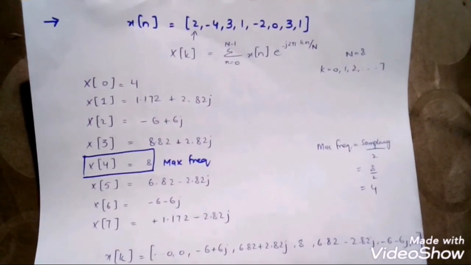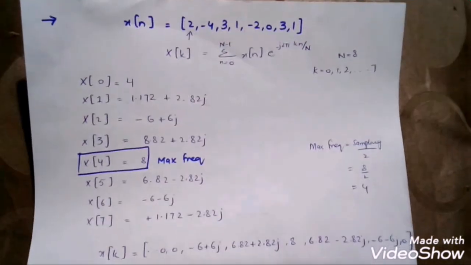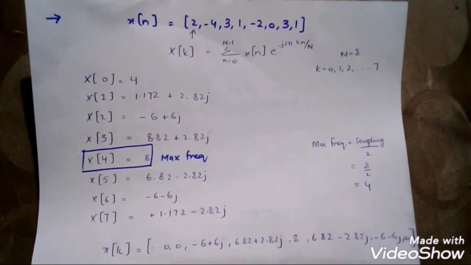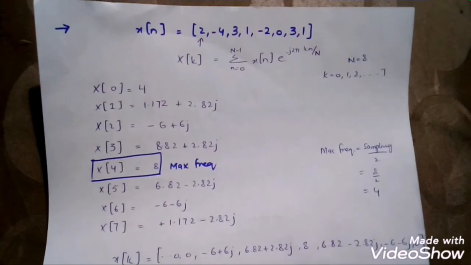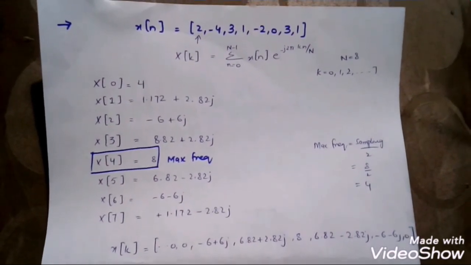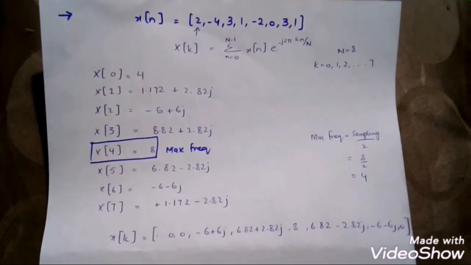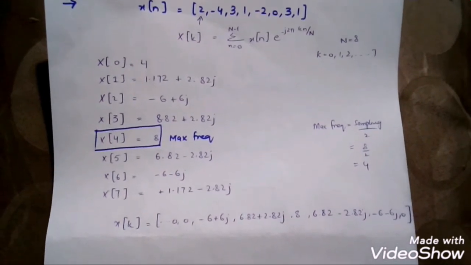So X of k is equal to summation of n is equal to 0 to N minus 1 of x of n into e power minus j 2 pi k n over N. Here the samples are equal to 8, so the k ranges from 0 to 7. When we put the values of 0 to 7 in this formula, we get the value of X of 0, X of 1, X of 2, X of 3 and so on up to X of 7.